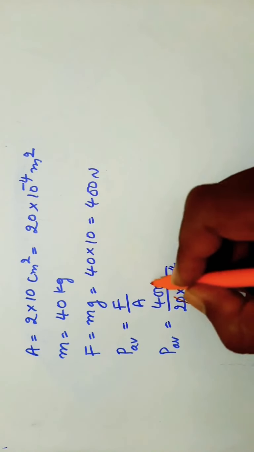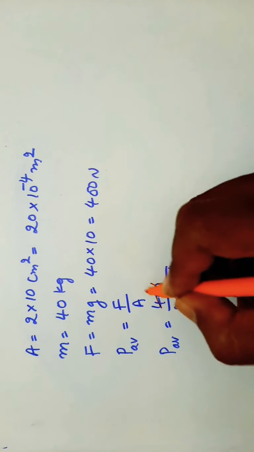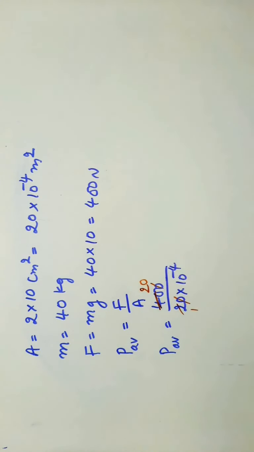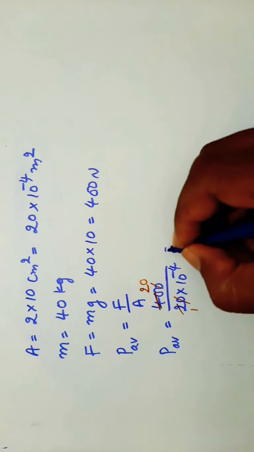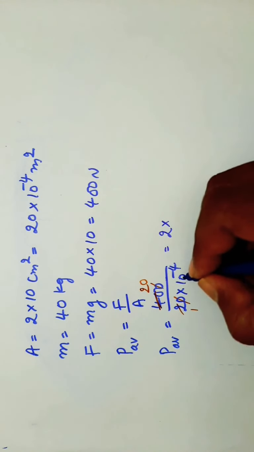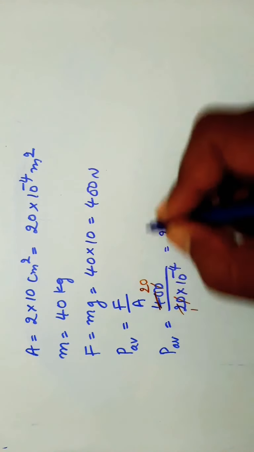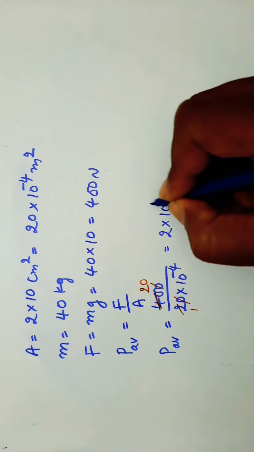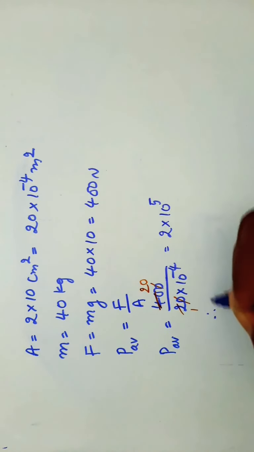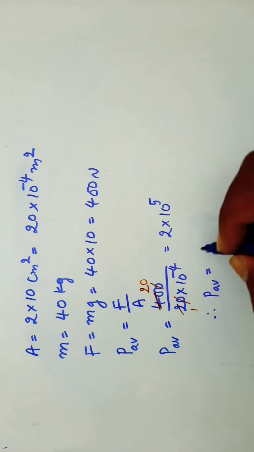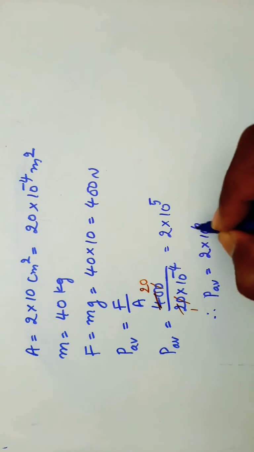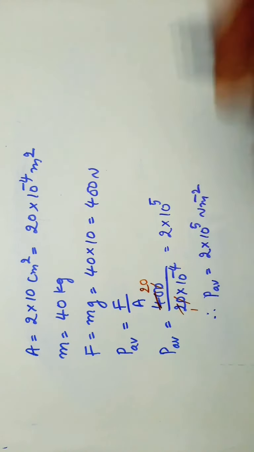Here the zeros cancel, 2 ones are 2, 20s are. So here we can get 2 into, here it is 10 to the power of minus 4, take to the numerator, that is 10 to the power of 5. So here P average is equal to 2 into 10 to the power of 5 Newton per meter square.